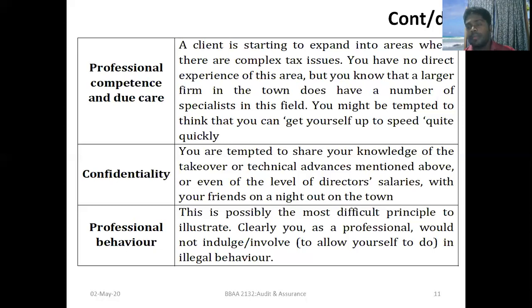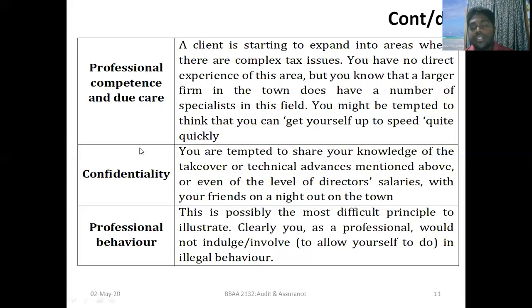Don't think so. At the end of the day, it's better to give a chance to those specialized people in another firm, because it clearly says you are the professional. You are not competent, because you have no direct experience. So how can you say that you can get yourself up to speed quite quickly? This is not good for the member. That information is stressed by the principle of professional competence. You should be very competent. It means you should be able to handle all the areas. If you don't know, then it's okay, you are not competent, so give a chance to other people.